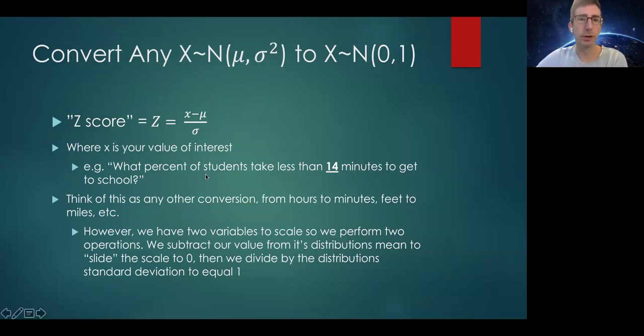Yeah, so down here in this example, the X value is, what percent of students take less than 14 minutes to get to school. 14 here would be the X value. Think of this as any other conversion from hours to minutes or feet to miles, etc. Usually in these types of conversions, you only have one variable that you're converting, right? Hours is going to minutes, feet is going to miles. And how do you normally convert those things? You either divide or you multiply, right? So here we're dividing by our standard deviation.